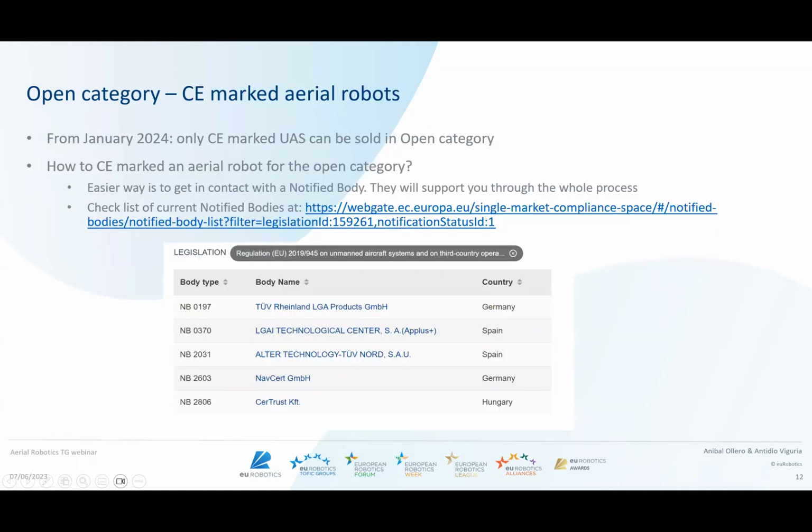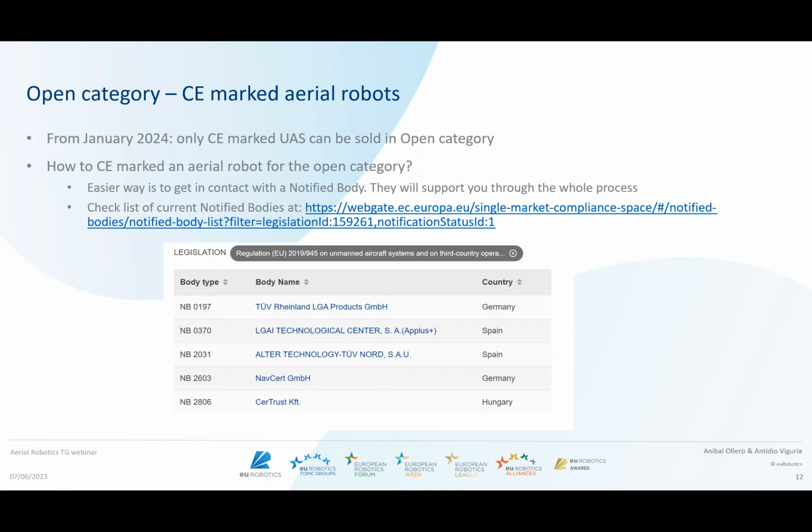From the 1st of January of this year, only CE mark drones can be sold for the open category. So this is going to be mandatory. Or I don't know, it may change, but it's going to be mandatory. How can I CE mark a drone or an aerial robot? Well, there's a way to get in contact with a notified body. They can support you through the whole process.